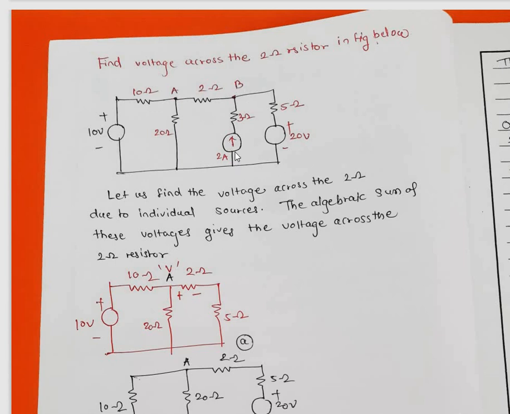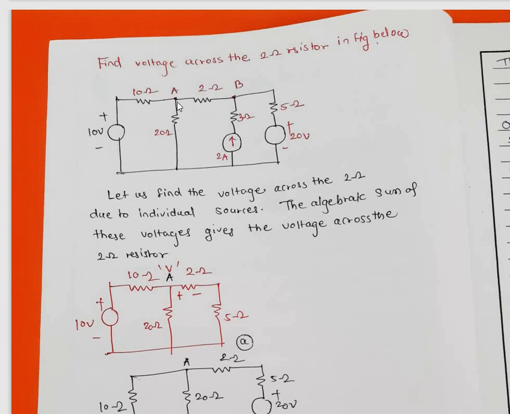Okay, now let us consider one example where we actually want to find voltage across one particular element shown in the circuit, that is the 2 ohm resistor. But here I want to demonstrate the superposition theorem, that is the application of the superposition theorem.